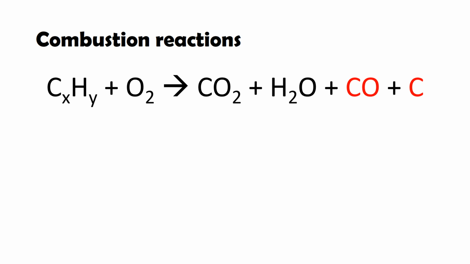Sometimes a hydrocarbon may be burned in low oxygen conditions. In this case, the combustion of that hydrocarbon may also produce carbon monoxide and soot or pure carbon as additional products, as shown in red. This is called incomplete combustion, and it is a potentially dangerous reaction due to the carbon monoxide that is produced.